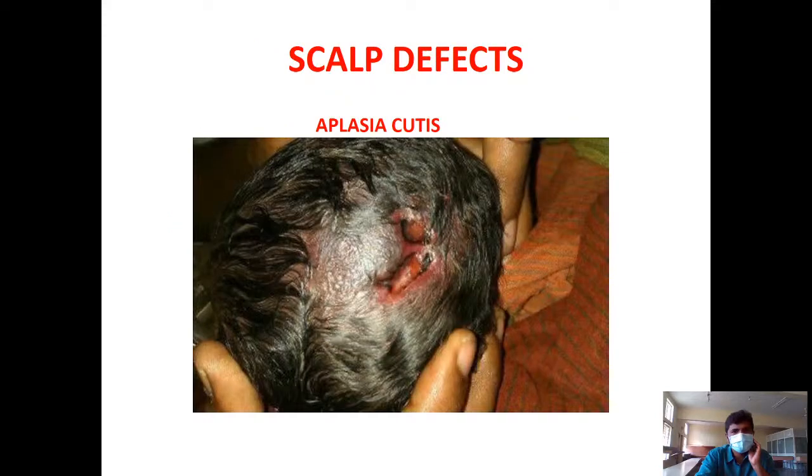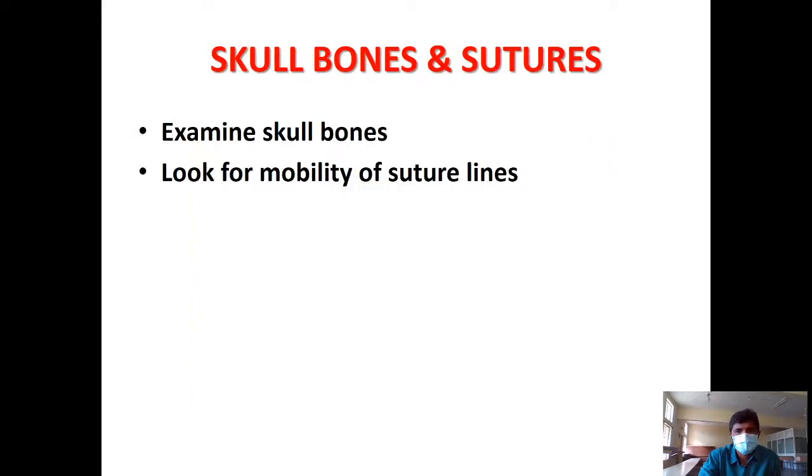Then scalp defect. This is one of the scalp defects. Basically this child is a syndromic baby, with Patau syndrome. In Patau syndrome, you can have aplasia cutis of the scalp. Even in non-syndromic, healthy neonates, you can very rarely end up having this finding. So, aplasia cutis.